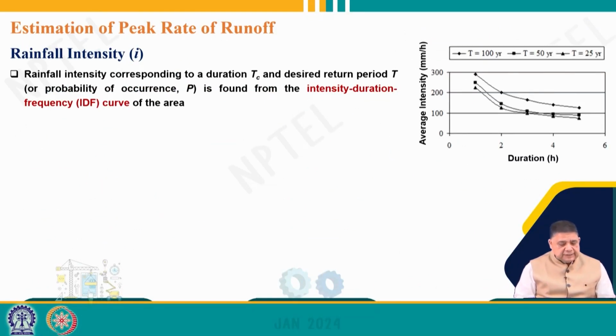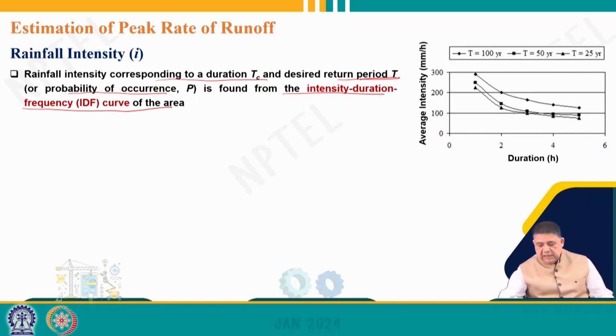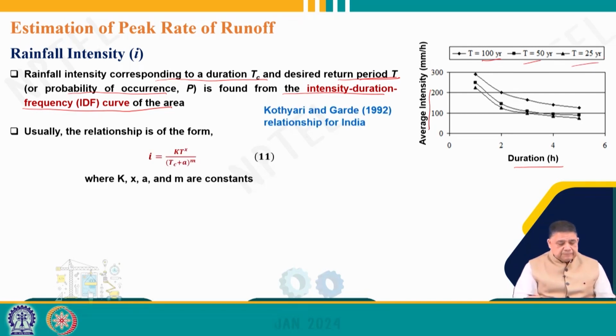Now, we come to rainfall intensity. Rainfall intensity corresponding to the duration Tc, which we just found, and the desired return period T, or the probability of occurrence, can be found from the intensity duration frequency curve of the area. We have already discussed the IDF curve and IDF analysis. The average intensity for any known duration can be read for different recurrence intervals from this graph, and usually this relationship is of the form I equals K T to the power x divided by (Tc plus a) to the power m, where k, x, a and m are constants.